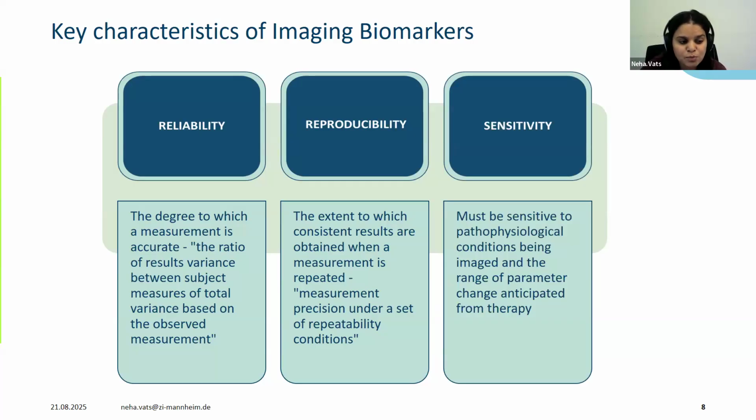Sensitivity. A biomarker should be sensitive to the pathophysiological conditions that we want to image and the range of parameter change anticipated from the therapy. So if an imaging biomarker fulfills these criteria, only then can it be considered a valuable imaging biomarker for quantitative imaging.